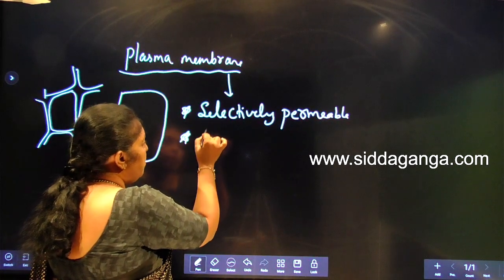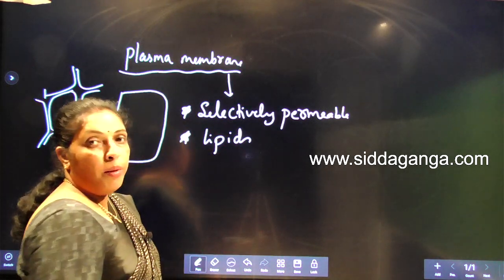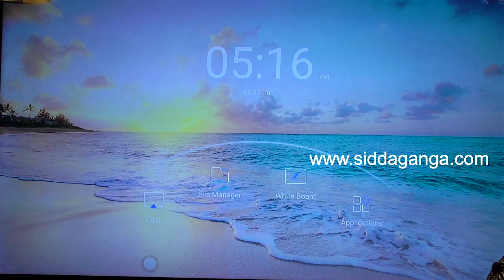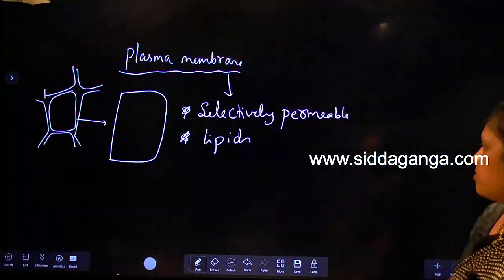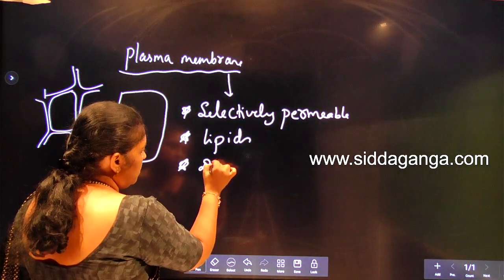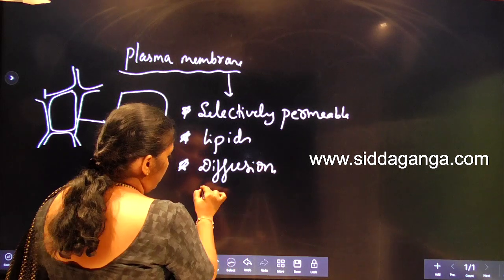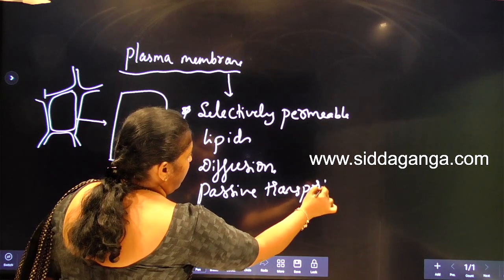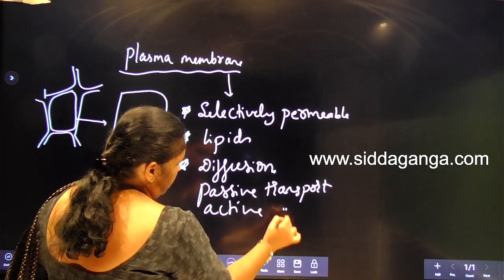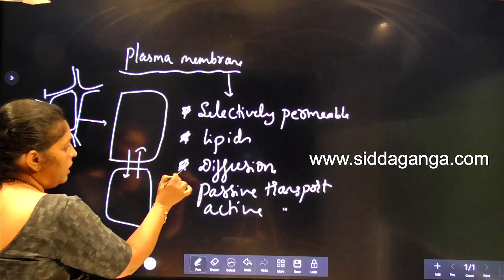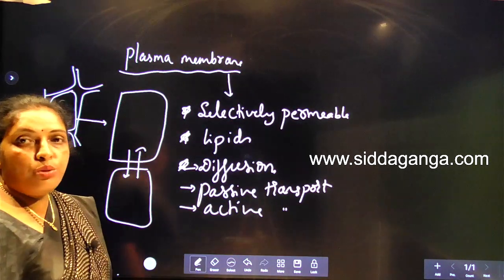It is made up of lipids, a bilayer of lipids. The cell membrane is made up of lipids, and it allows the movements either by diffusion or by passive transport or by active transport. Movement of substances between one cell and another cell will occur either by diffusion or passive transport or active transport.